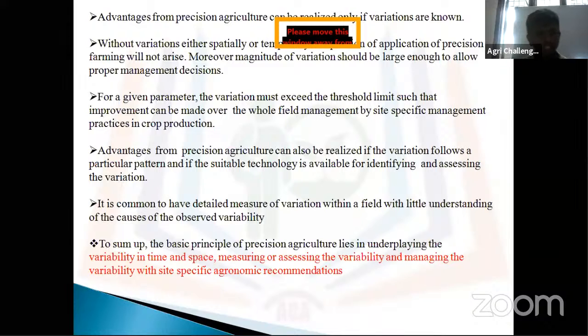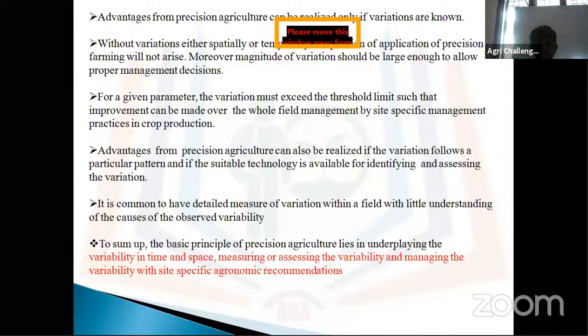To sum up, we are now discussing the three basic principles and the different causes and aspects of this. The basic principle of precision agriculture lies in understanding the variability in time and space, temporal and spatial, assessing the variability, and managing the variability with site-specific agronomic recommendations.